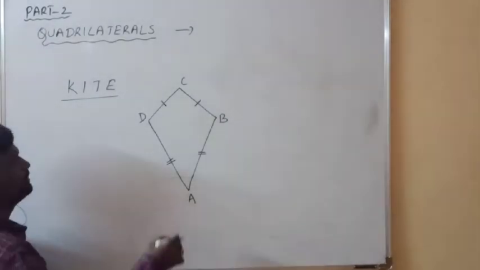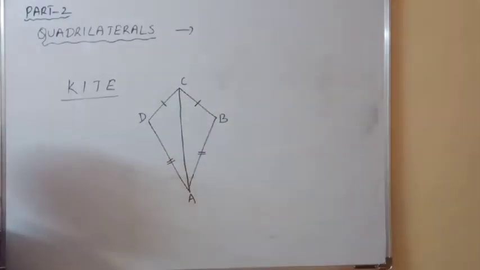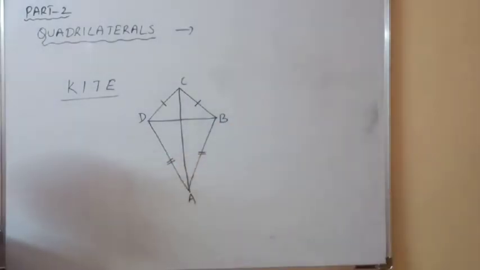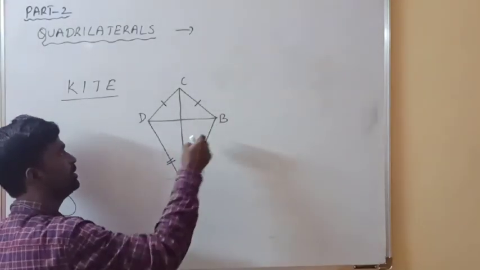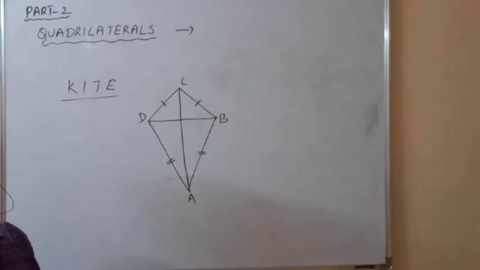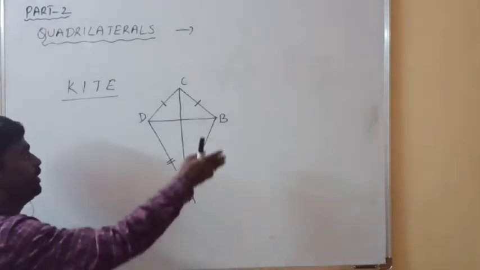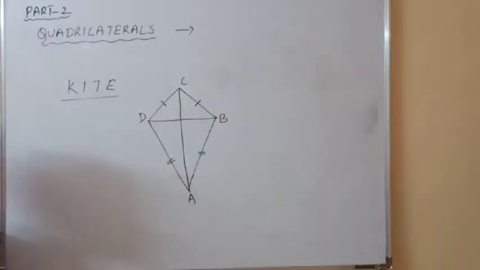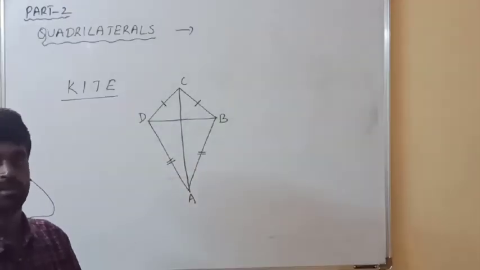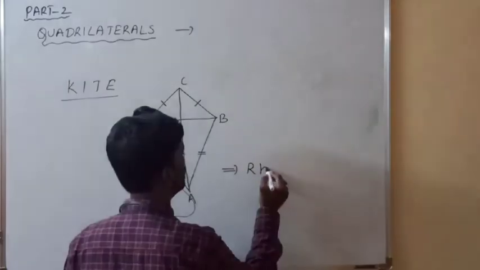So in this figure, this kite is symmetric about the diagonal AC. Correct? But it is clearly not symmetric about the diagonal BD. It is symmetric about exclusively what? AC. Okay. Suppose in a kite, if all sides are equal, then the kite becomes a rhombus.